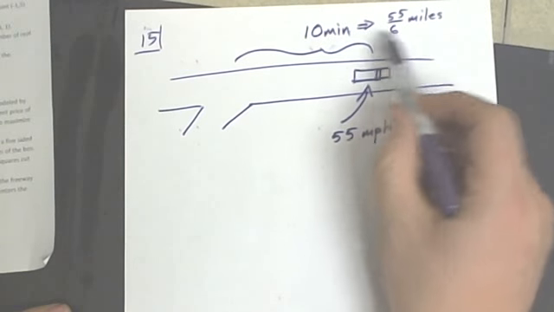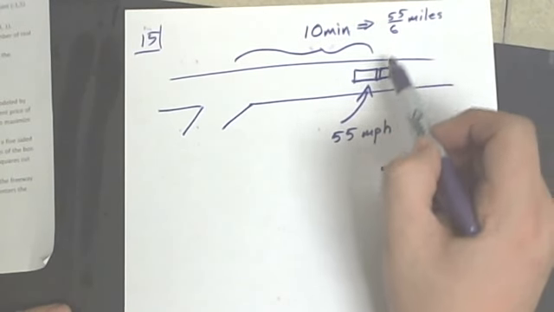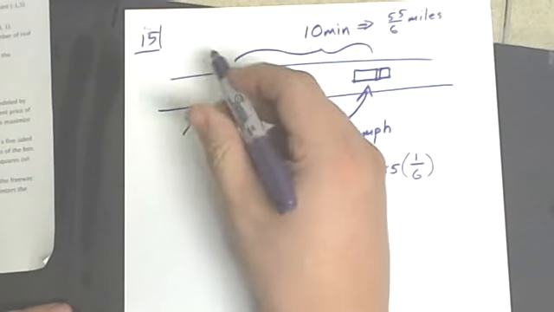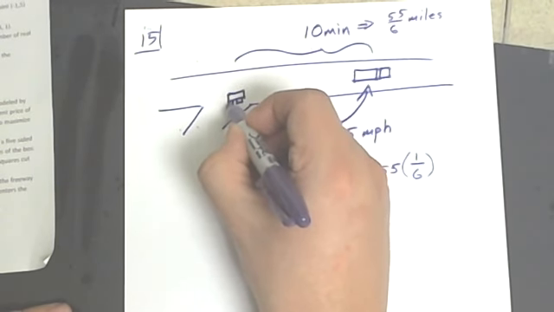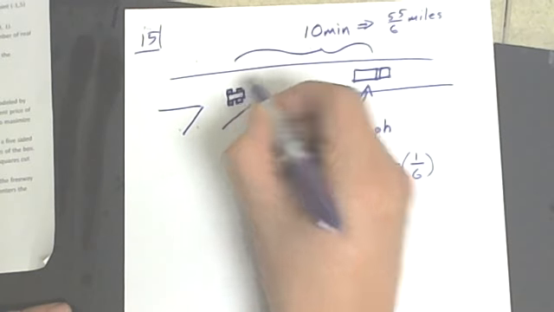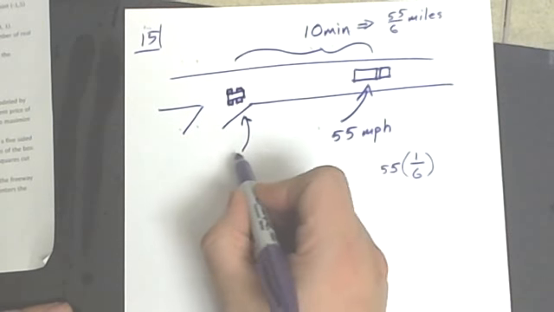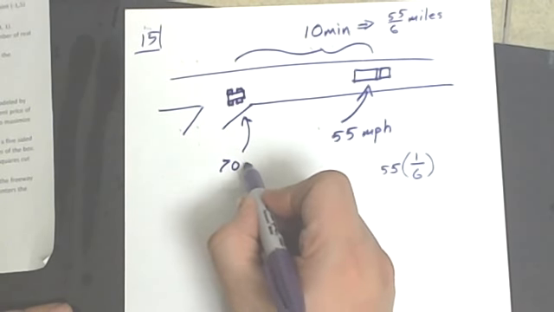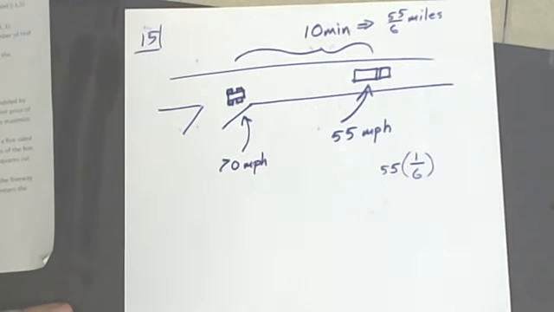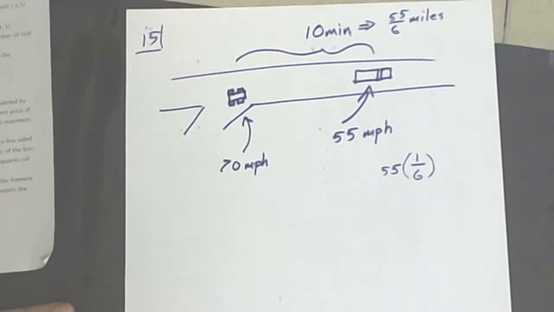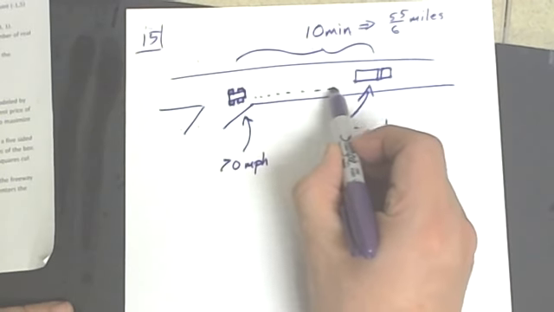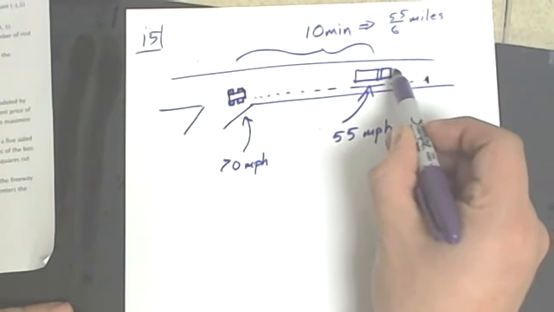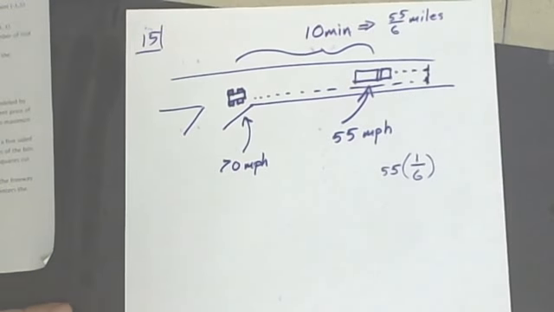At the moment, after those 10 minutes, at the moment where you're at 55/6 miles down the road, the speedy little car gets on. I don't know why the speedy little car has big wheels, it just does. And this speedy little car is going 70 miles an hour. By the way, I don't recommend driving 70 miles an hour, but it happens. And we want to know when this car is going to catch up and be at the same place as this truck at the same time.